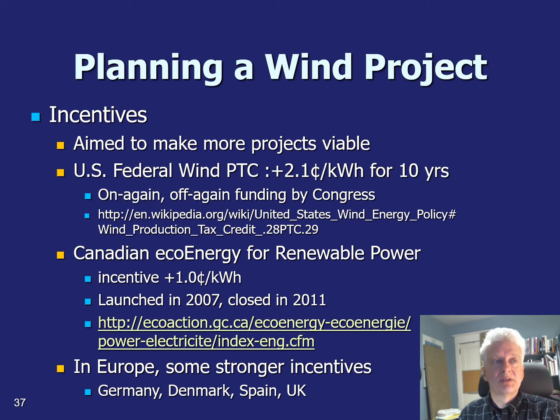So in the US, the federal wind production tax credit was 2.1 cents per kilowatt hour over 10-year contracts. Again, as I mentioned, that was funded by Congress and then cut off and started and stopped. So there's a Wikipedia page giving the history. In Canada, the federal system had an eco-energy credit incentive for renewable power of 1 cent per kilowatt hour. That was launched in 2007 and was closed in 2011. There's a web link about that.